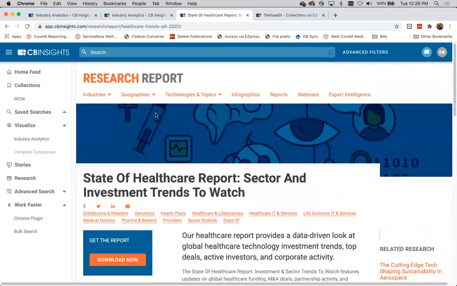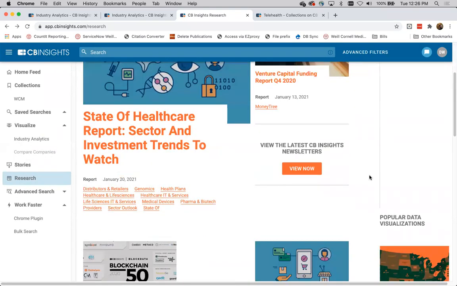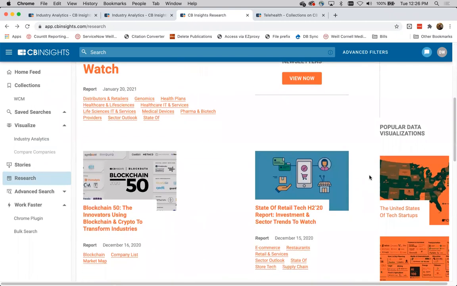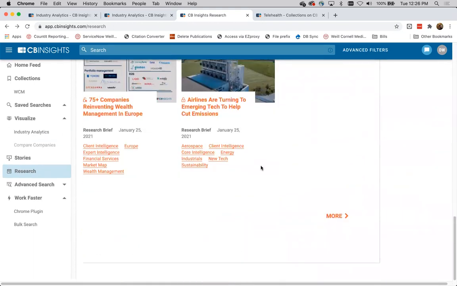Pretty useful information. There's all sorts of other industry reports that are available here. But like I said, they're very broad, and I tend to just pop in every now and then instead of doing a search, to see what's new and what's coming down the pipeline.